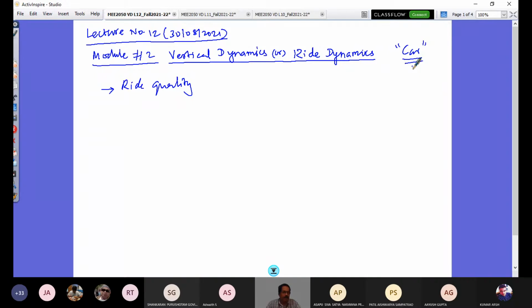When you say dynamics, the motion is set in because of external forces, right? If a car is not started, it is stationary, kept in a parking lot. If you give an external force, then only there is motion in the vehicle. So if you look at ride quality as a measure of vehicle vibration, the vehicle vibration can be understood by a suitable vehicle vibration model and an understanding of the various sources that are acting on the vehicle model.